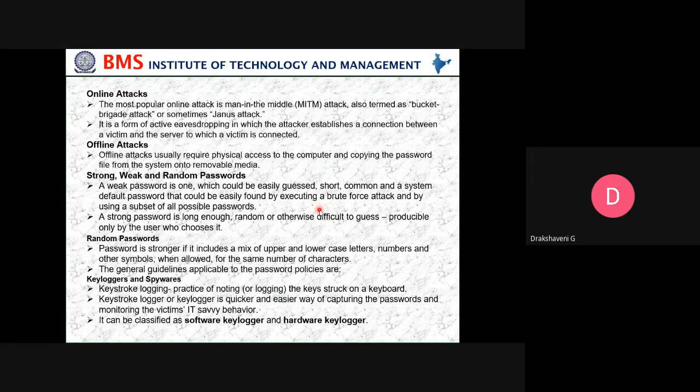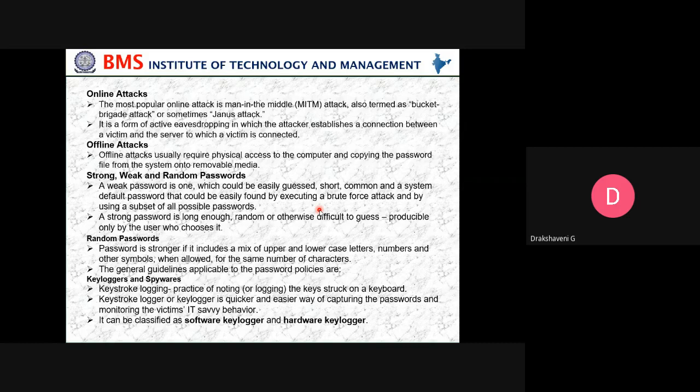Then random passwords. A random password is a strong password, but it includes a mix of upper and lowercase letters, numbers, and other symbols, allowed for the same number of characters. So the general guidelines applicable to the password policies, what are the password policies? First one is a keylogger and spyware. What is a keylogger? Keystroke logging is the practice of noting the keys struck on the keyboard. We would have seen in so many movies where they try to identify which keys have been pressed. So that is what keystroke logging is.